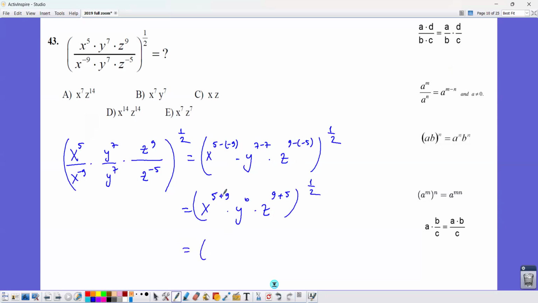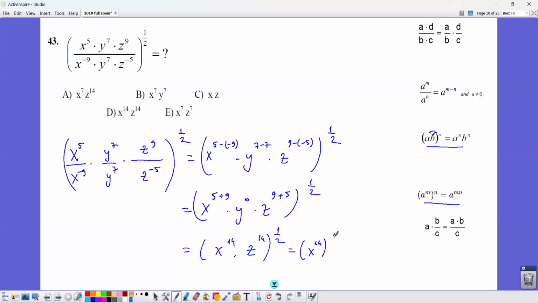So we have x to the power of 5 plus 9 is 14 times y to the power of 0. Anything to the power of 0 is 1. So I'm not writing that part. It's 1 times z to the power of 9 plus 5. It's 14, to the power of 1 over 2. After this, I am using this property. If I have power of power, or firstly I'm using this one, you have a times b to the power of n goes to both of them. So also here, 1 over 2 will go to both of them.